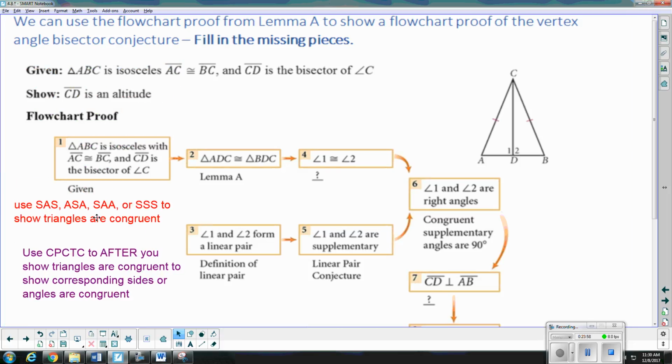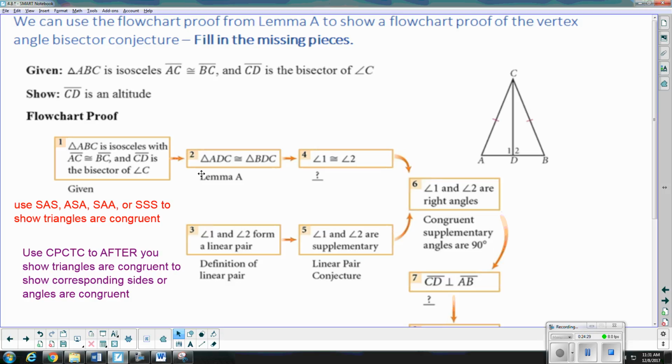So the next one is a flowchart proof for that theorem that we just looked at, the vertex angle bisector conjecture. If we know the triangle is isosceles, then we know it has two congruent sides, and it also tells us that CD bisects angle C. So the first part is given: triangle ABC is isosceles, and CD is the bisector of angle C.